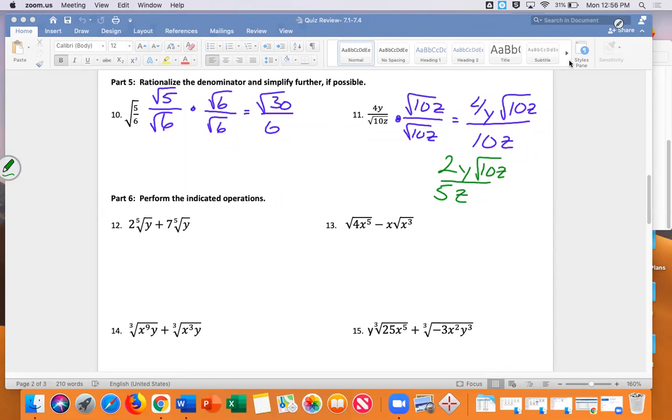But then we have the root 10z. Do you see that? How I just simplified the 4/10? That's what I'll be looking for.